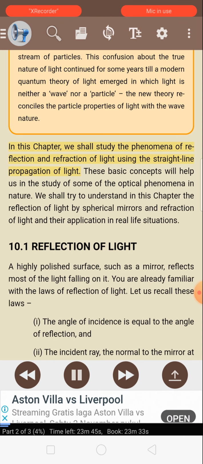In this chapter, we shall study the phenomena of reflection and refraction of light using the straight line propagation of light. These basic concepts will help us in the study of some of the optical phenomena in nature. We shall try to understand in this chapter the reflection of light by spherical mirrors and refraction of light in their application in real-life situations.